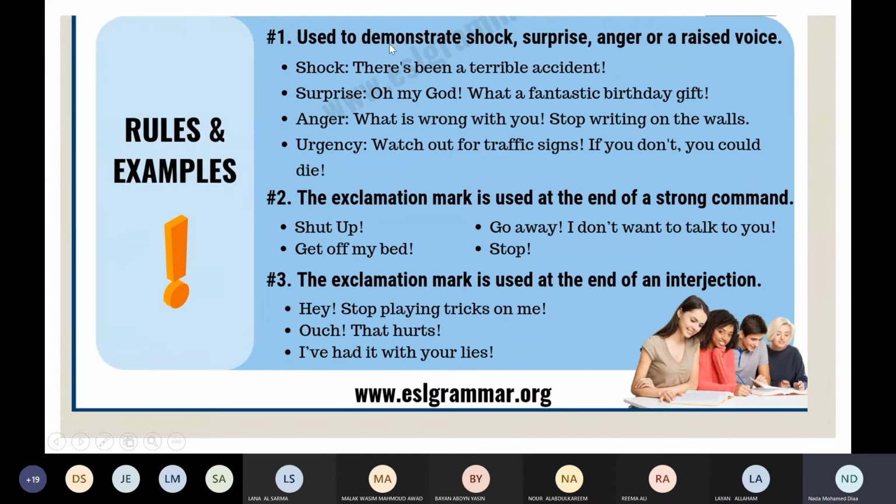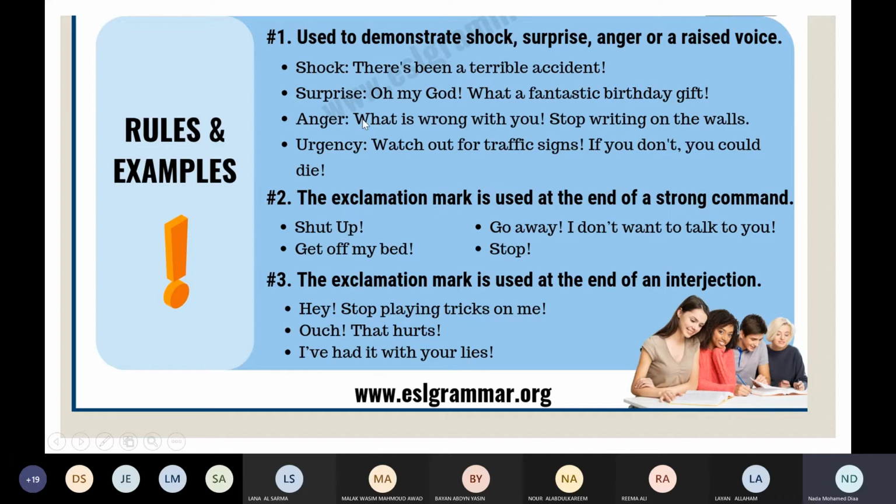When I want to demonstrate shock or surprise or anger or a raised voice: there has been a terrible accident! Shock, it is a terrible accident, and it ends with an exclamation mark. Surprise: oh my God! Or a fantastic birthday gift! Also anger: what is wrong with you! Exclamation mark. Stop writing on the walls. Dot. Why stop writing on the walls, and with a dot?